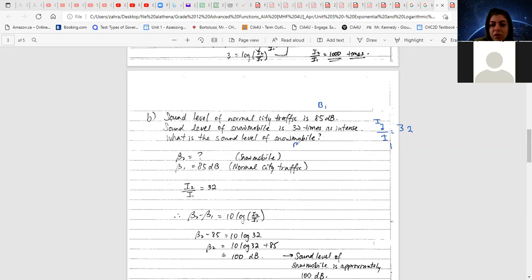So basically, I want to find beta 2. This is the question. Now I know the formula. Beta 2, I want to find. Beta 1 is 85, 10 log I2 over I1 is 32. So you just bring negative 85 to the other side. You use your calculator: log of 32 multiplied by 10 plus 85, you get 100. So beta 2, the sound level of the second source, is 100. Any question? No.